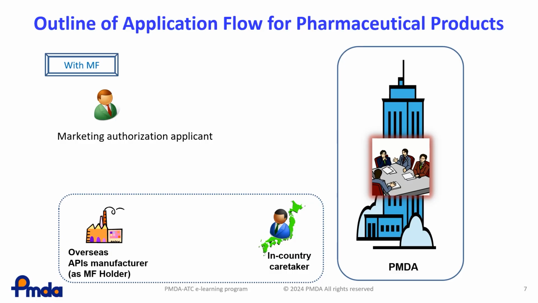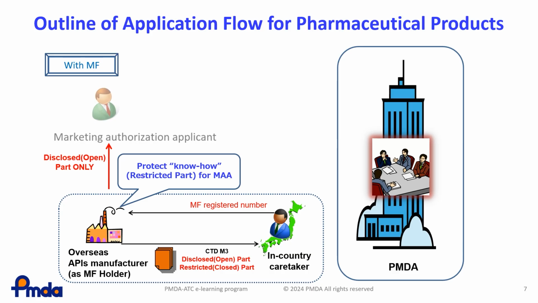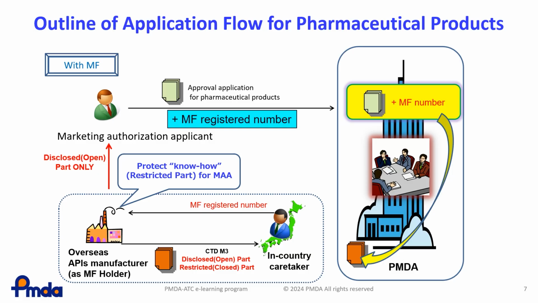This slide illustrates the flow of the application with the use of a master file. At the time of master file registration, both the disclosed part and the closed part of CTD Module 3 are submitted to PMDA as the supporting documents. When an application dossier with the master file registered number is submitted for marketing approval, PMDA assesses the quality of the API by reviewing both the disclosed and the closed part of information.